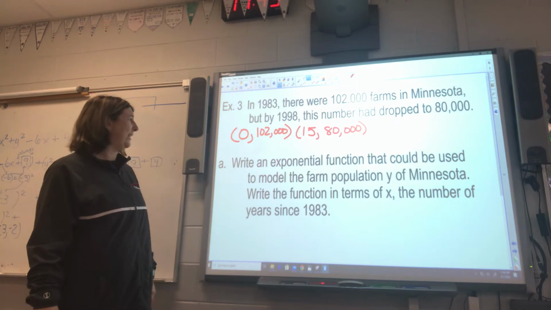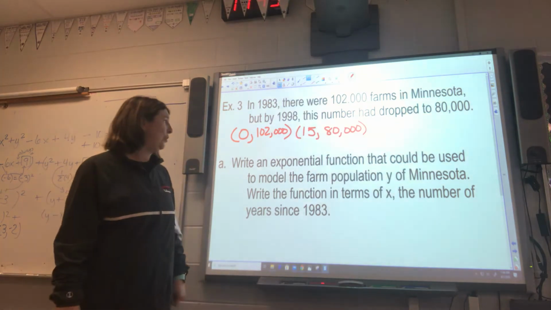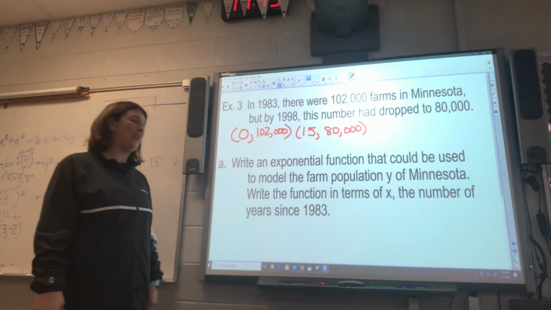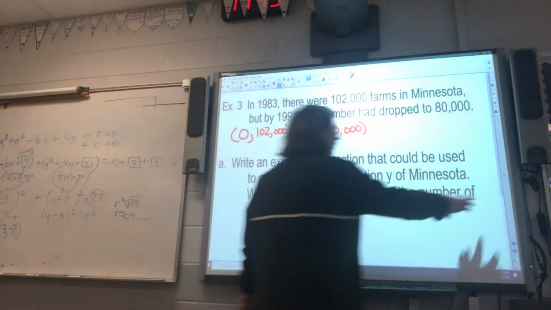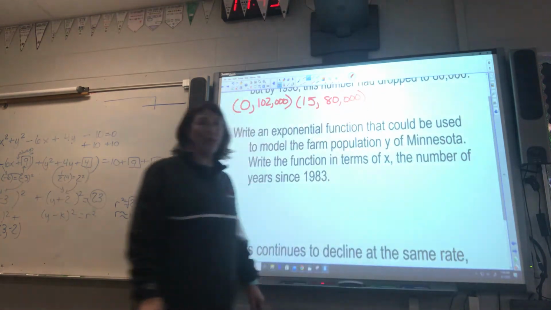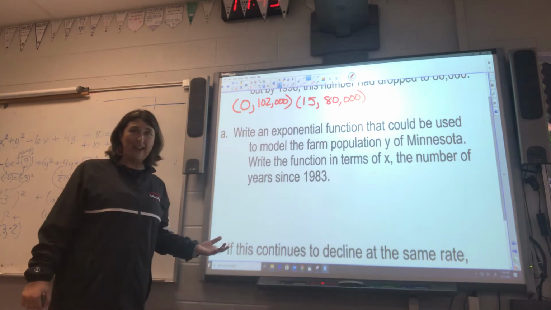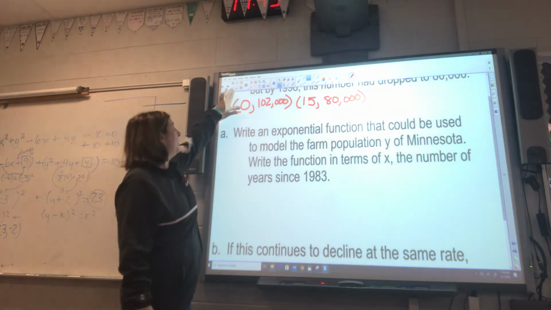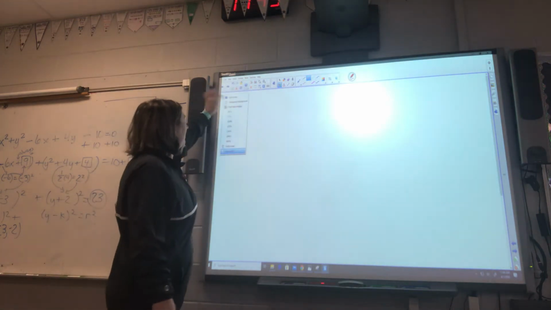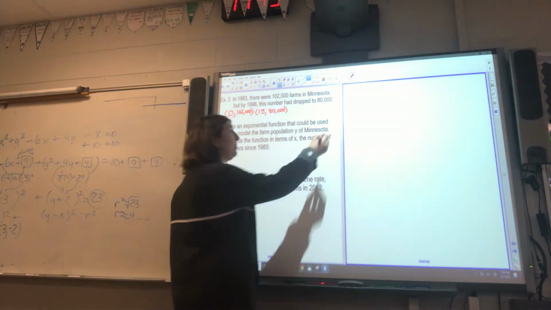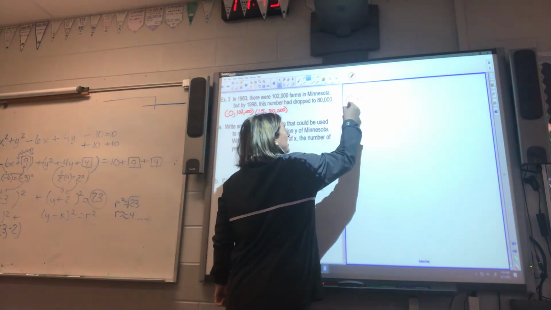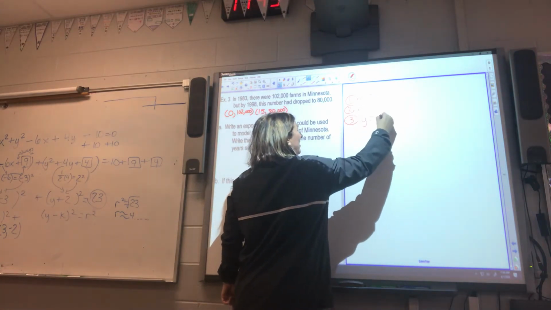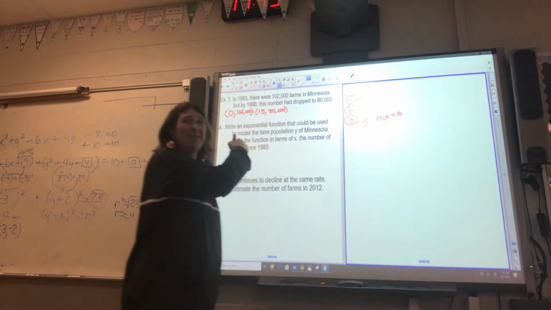So it says, write an exponential function that can be used to model the farm population Y of Minnesota. Write the function in terms of X, the number of years since 1983. Here's our 2 ordered pairs. Now, very similar to Y equals mx plus b, we can write an equation. So if I used Y equals mx plus b, let's take a look at that real quick. There would be 3 steps. We would find the slope, we would find the y-intercept, and then we would write the equation, which, by the way, we can do with this data.